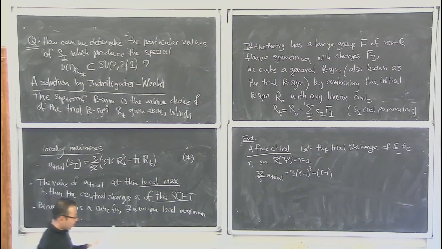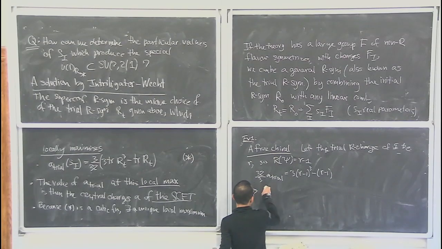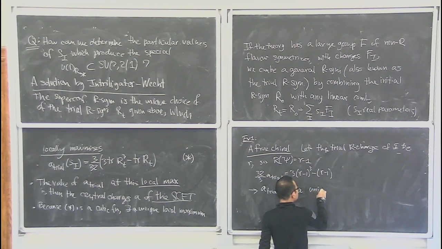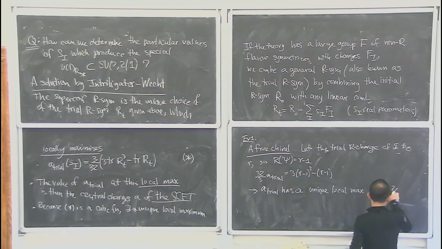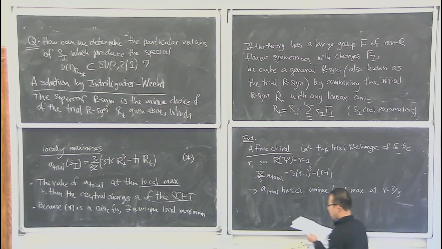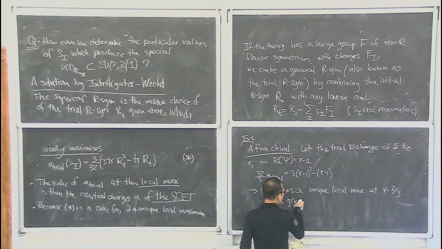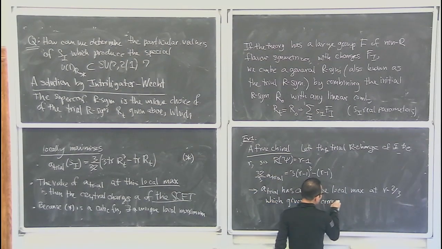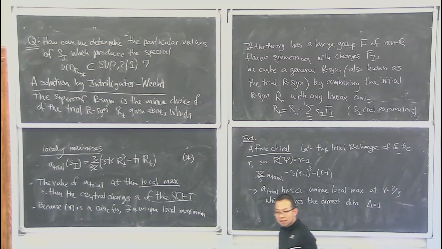Can you tell me where the unique local maximum is? a-trial has a unique local maximum at R equal to 2/3, which is what you expect for a free chiral. So this means that it gives you the correct dimension, Delta equal to 1 for the free field. So this is a trivial example, of course.